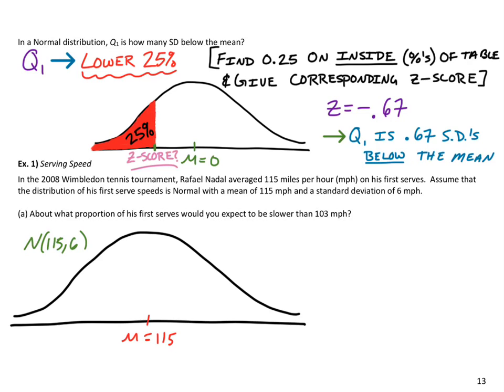And then I don't know where 103 is. I'm assuming it's somewhere to the left. In fact, we know it's somewhere to the left, right? So somewhere to the left here, put 103 down. I'm going to label both of these miles per hour.